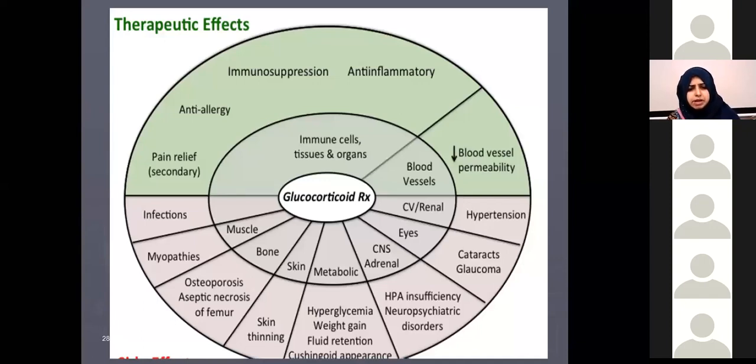So this is a picture of therapeutic uses and effects. So let's see what it is doing. It can help in infections. It can cause infections actually because of the decreasing immunity. Okay, it can help in pain relief. It can be used as an anti-allergy drug. It has a role in immunosuppression, as an anti-inflammatory drug. It can also reduce blood vessel permeability because it is going to decrease all the things that lead to inflammation.